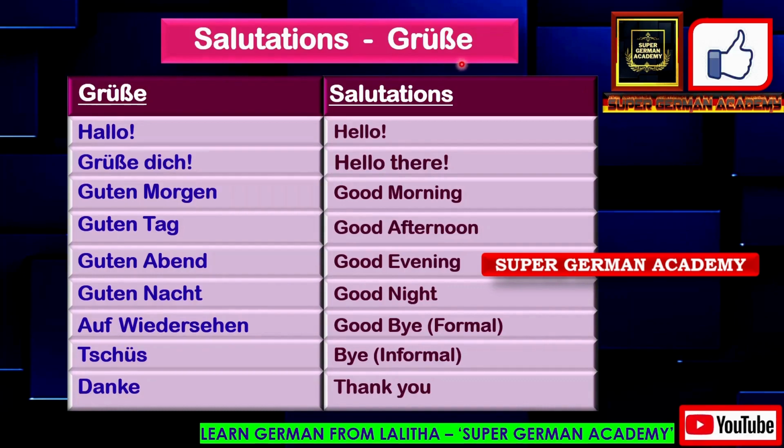The first topic is about salutations. Salutations are called Grüße in German. This symbol is pronounced as "U" and this symbol is pronounced as "S". Now let's see the different salutations in German. Hallo means hello. Grüße dich means hello there.